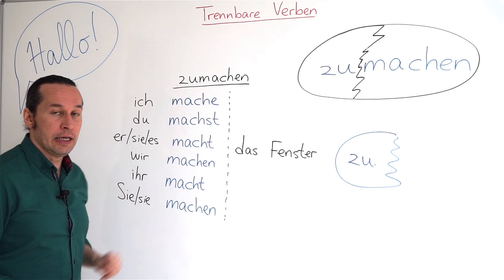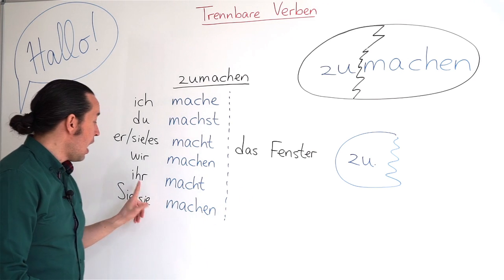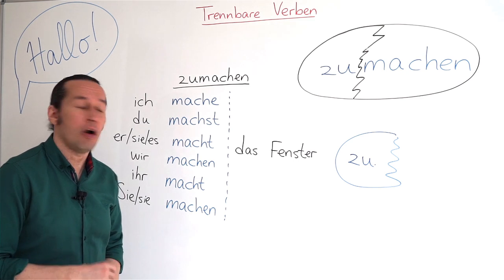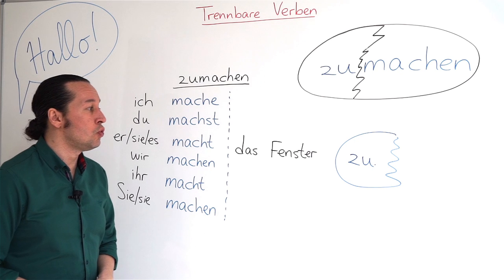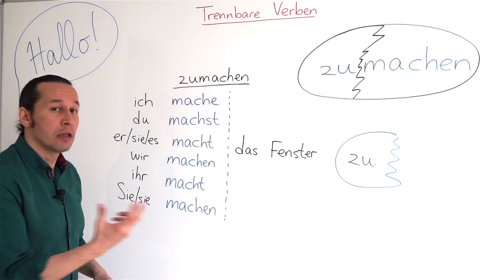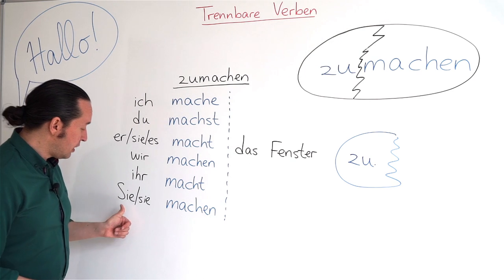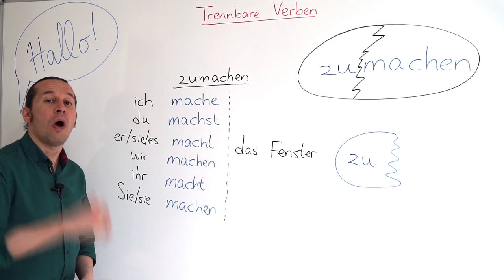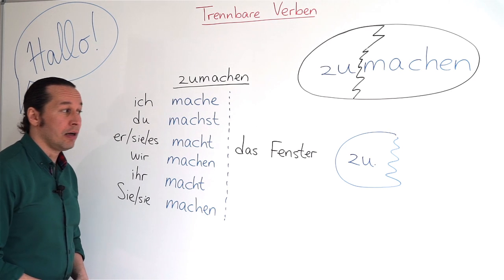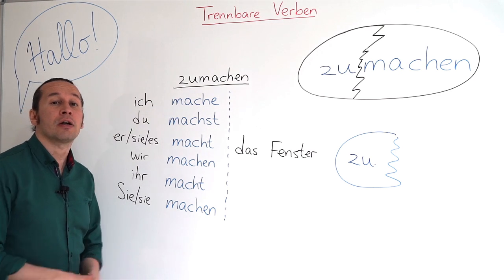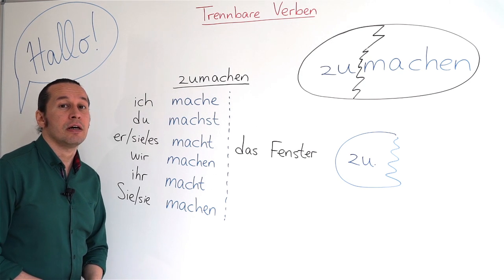Ihr, the ihr, if I have a group of people, two and more people, I will mention ihr, okay? So I will say, ihr macht das Fenster zu, okay? You are closing the window. The polite way of saying you, this will be then, sie, you are closing the window, which is sie machen das Fenster zu, or they are closing the window, which is sie machen das Fenster zu.